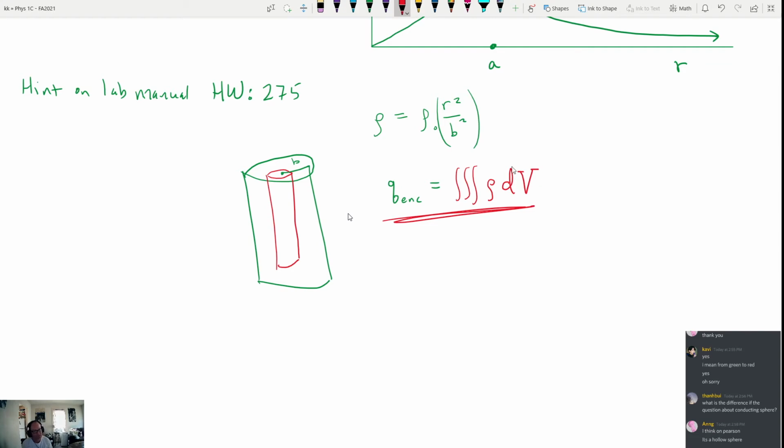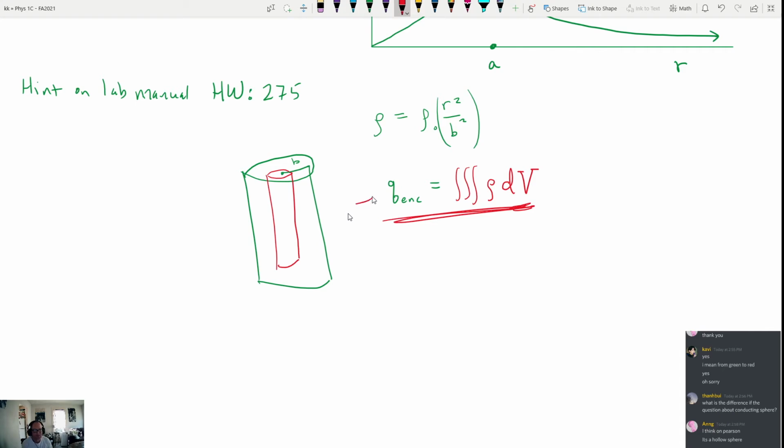To find your dV, you have to basically think about the volume of a thin strip inside of here. I think about it like a piece of toilet paper. This is the part you're going to have to figure out yourself. I'll help you with it. I know what the answer is. I want you to think about it and figure it out yourself.